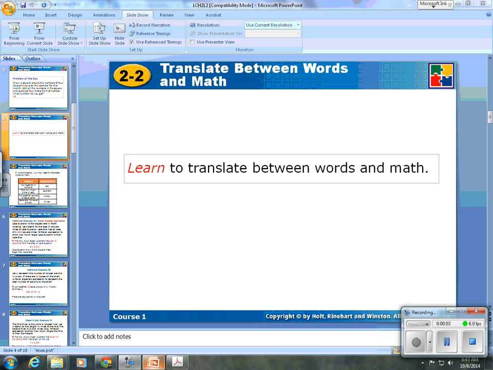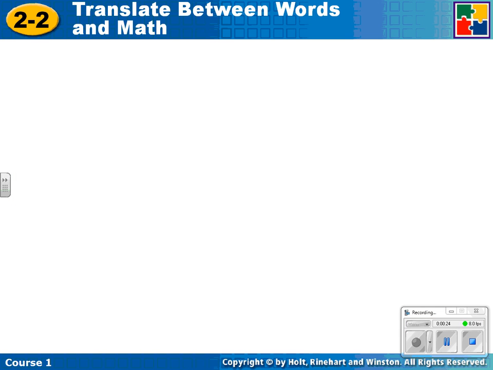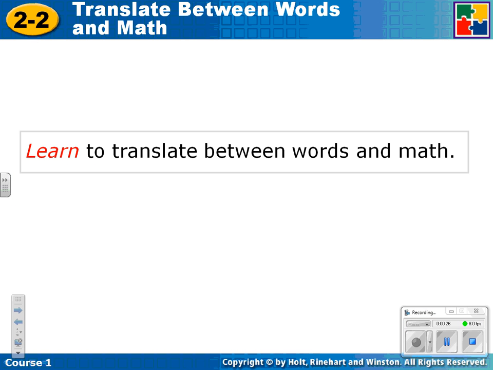This is kind of what we've been working on. Figuring out how to go from the English language that we speak to making it a mathematical sentence, going from a word sentence to a math sentence. This lesson is going to show us some different ways and some different phrases, some key words that are going to help us.